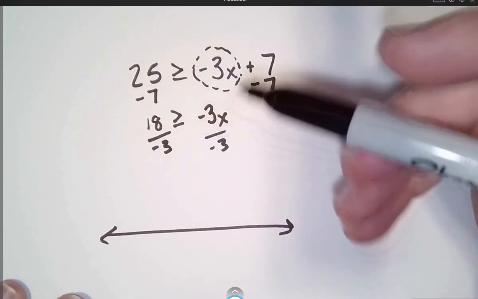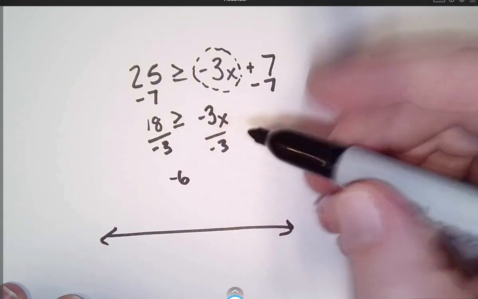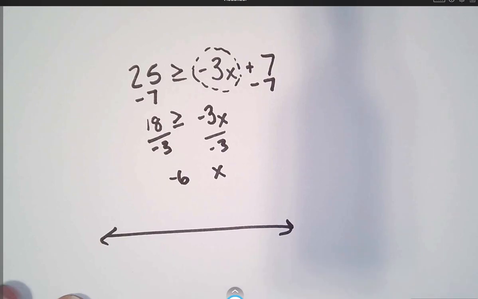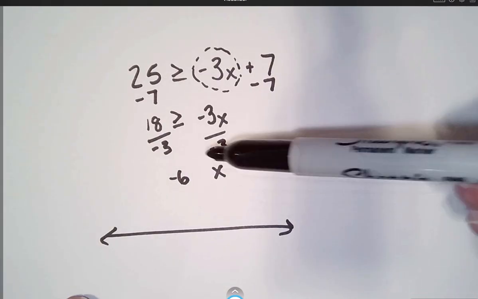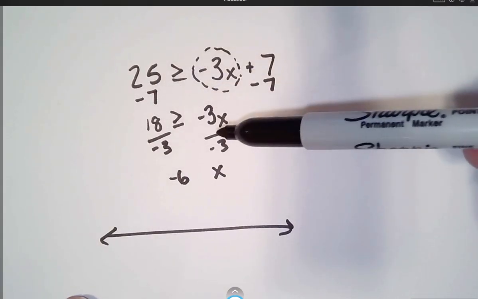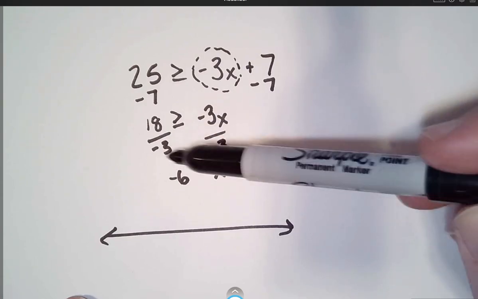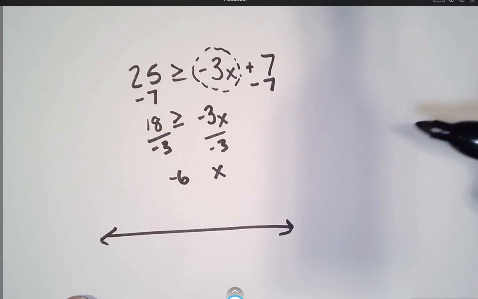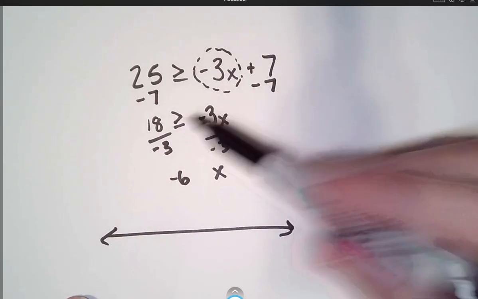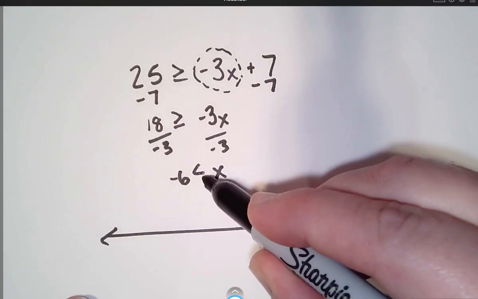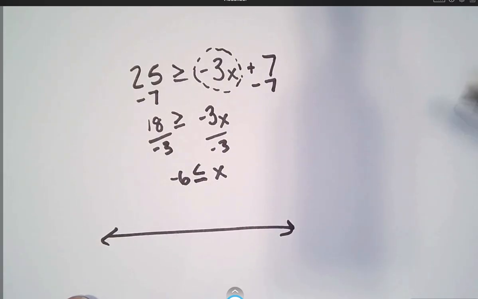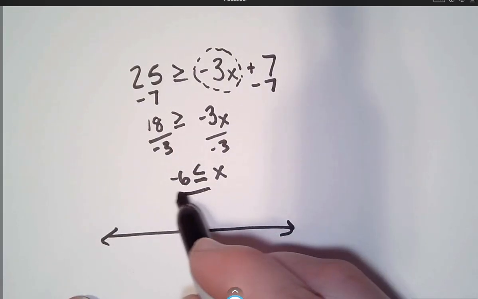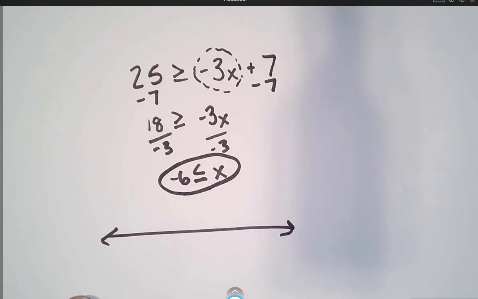18 divided by -3 is -6. I'm left with x over here. And whenever we multiply or divide by a negative number, if the negative is the one we're dividing by, we have to flip the sign. If it's up here, that doesn't matter. But if it's the one we're dividing by, we have to flip the sign. So instead of writing this greater than, I'm going to write a less than or equal to. So I have -6 is less than or equal to x.